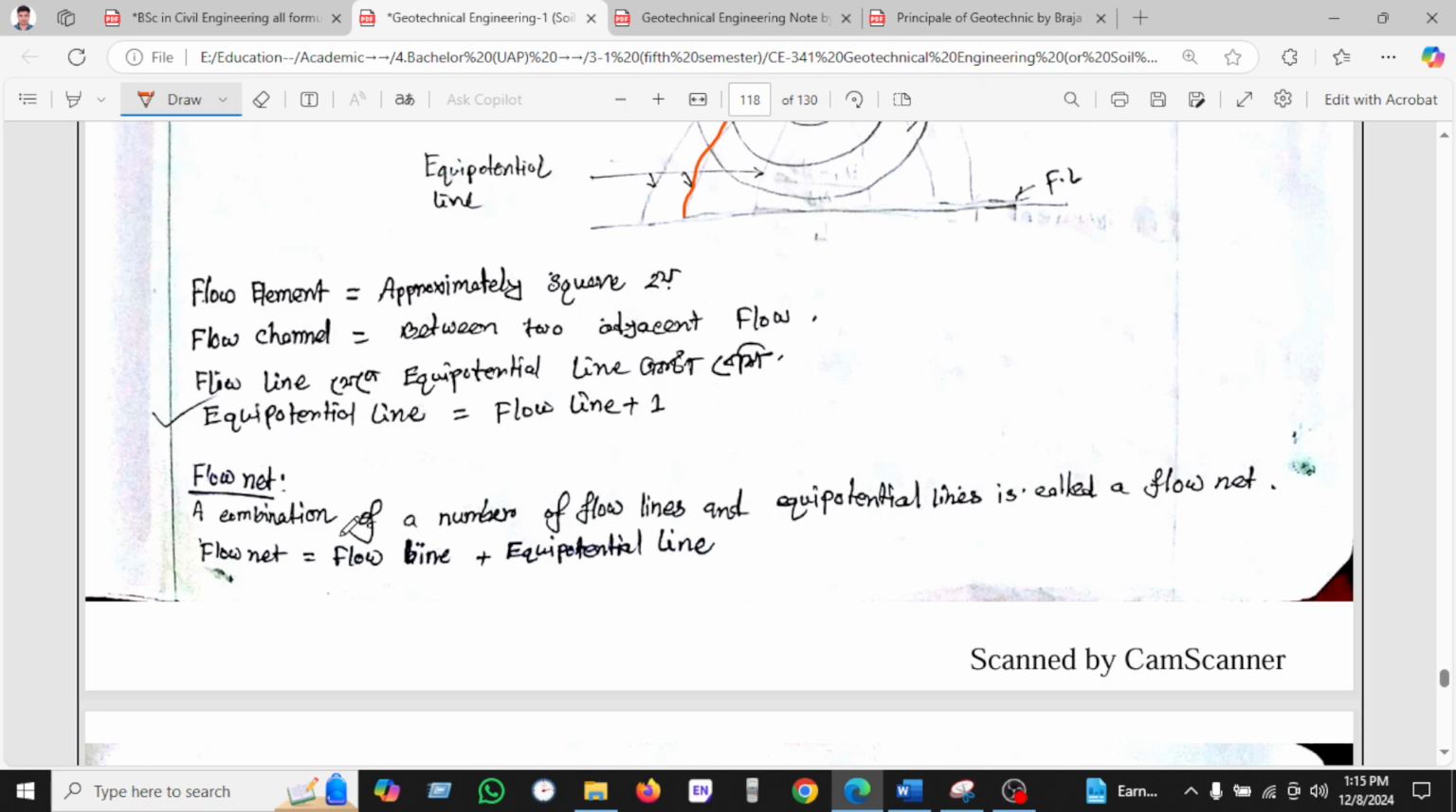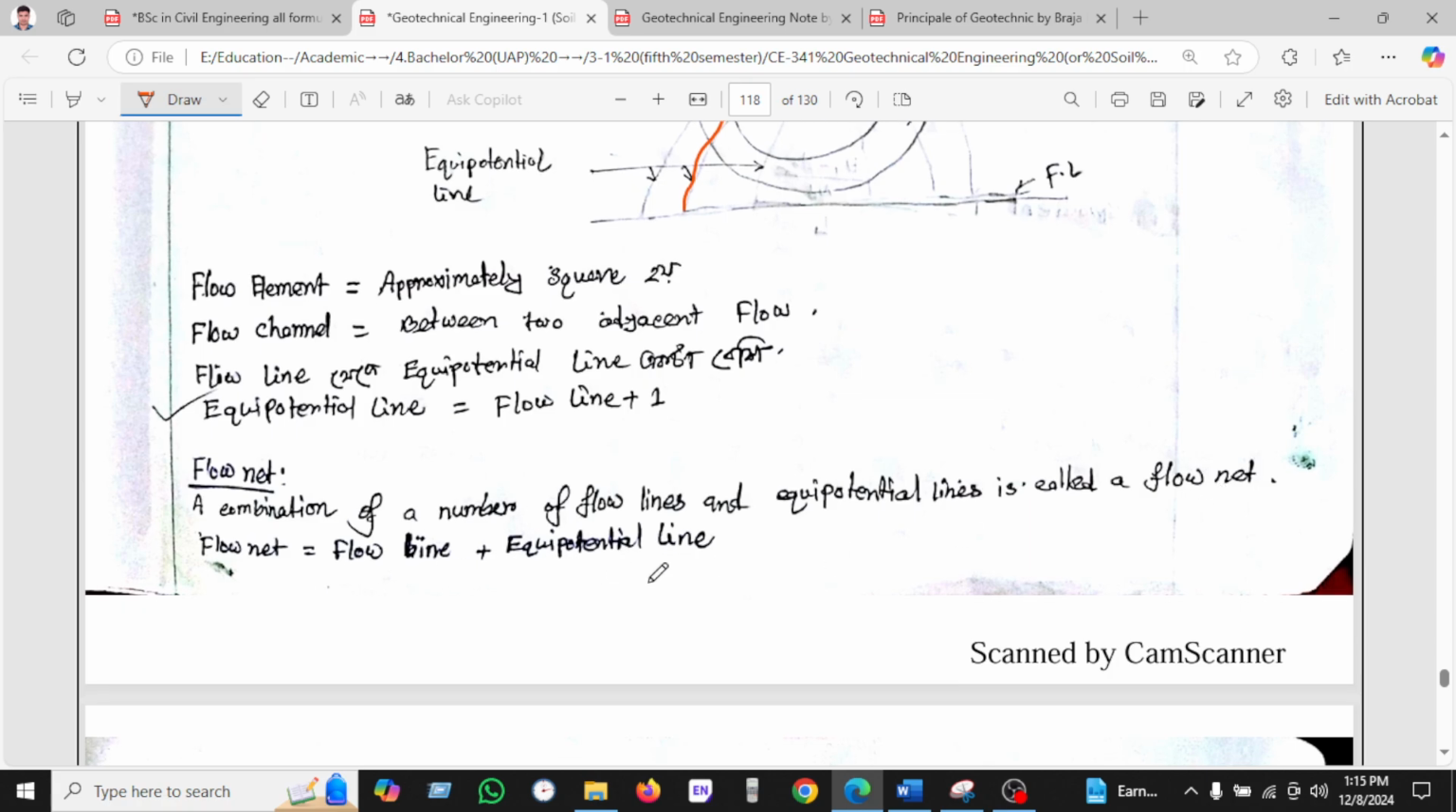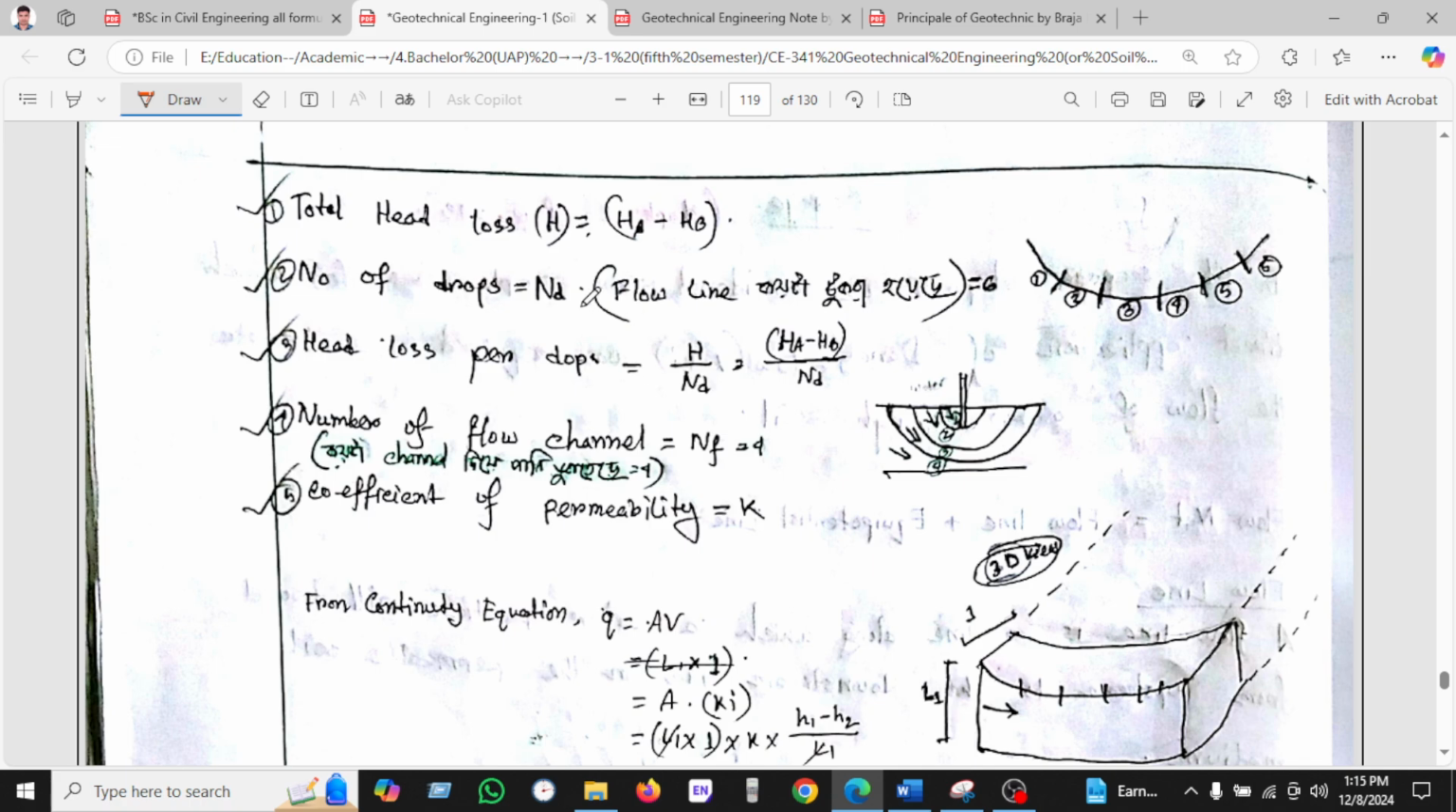Flow net, what is flow net? The combination of the number of flow lines and equipotential lines is a flow net. The flow net is flow lines plus equipotential lines. So we can see here the total head loss H, HA minus HB, and the number of drops. We know how many flow lines, how many segments the flow lines are divided into, such as 1 2 3 4 5 6. So this is the number of drops.